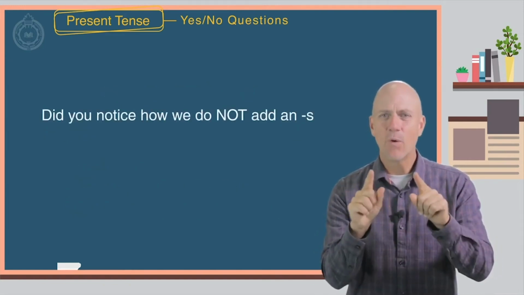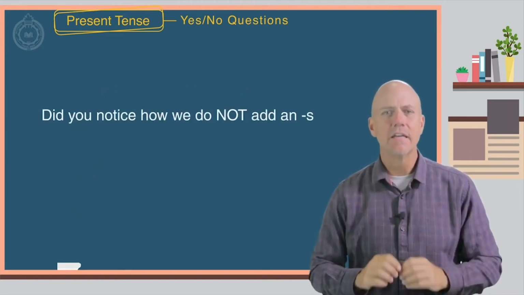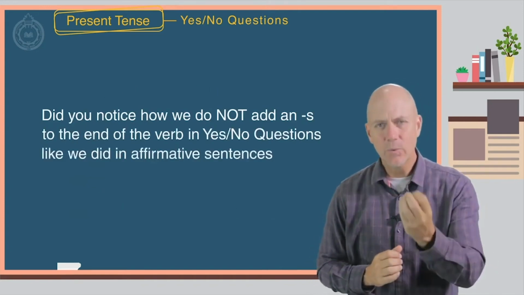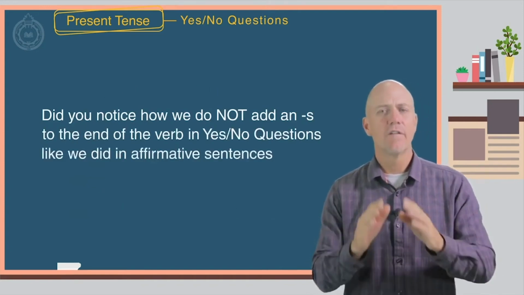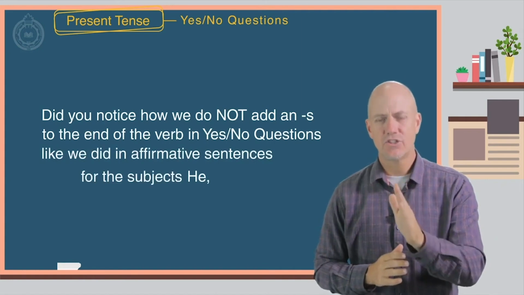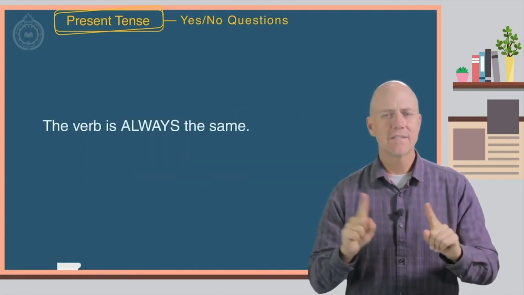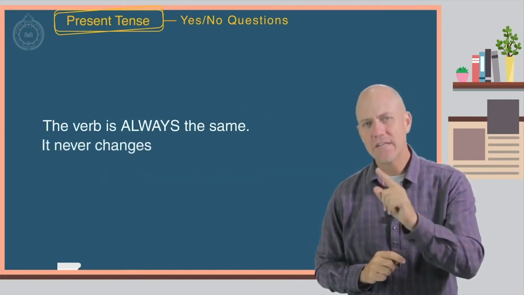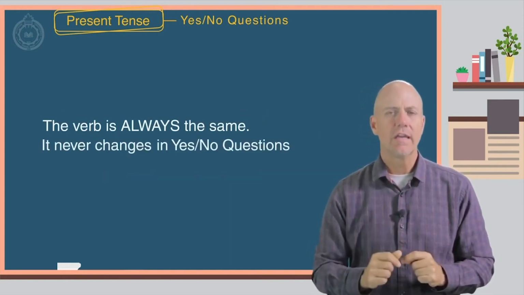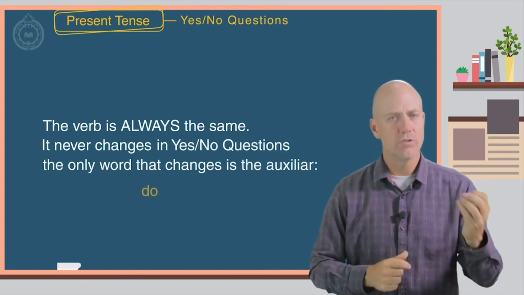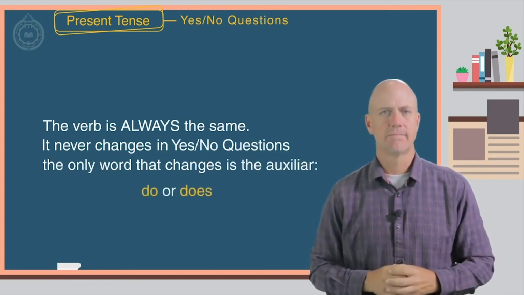Did you notice how we do not add an S to the end of the verb in yes-no questions like we did in affirmative sentences for the subjects he, she, and it? The verb is always the same. It never changes in yes-no questions. The only word that changes is the auxiliary word, do or does.